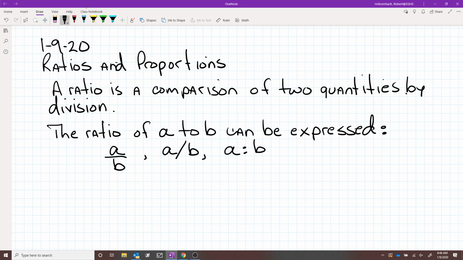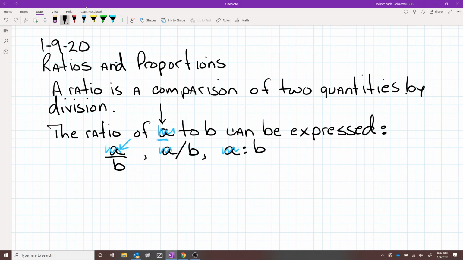When you're asked to write a ratio, or someone's describing a ratio to you, the first quantity given always gets listed in the numerator or first in the description. All right? What's listed first goes first. What's listed second goes in the denominator or goes second if you're writing the ratio horizontally.